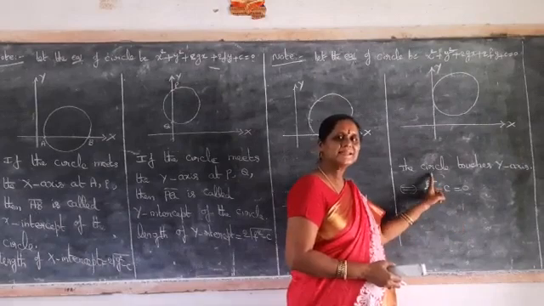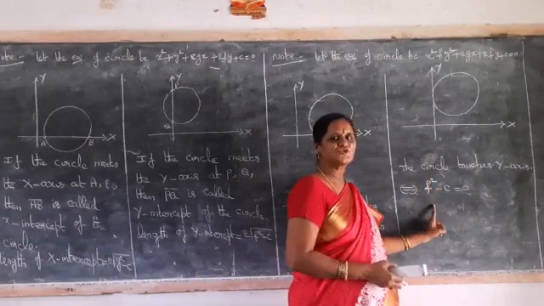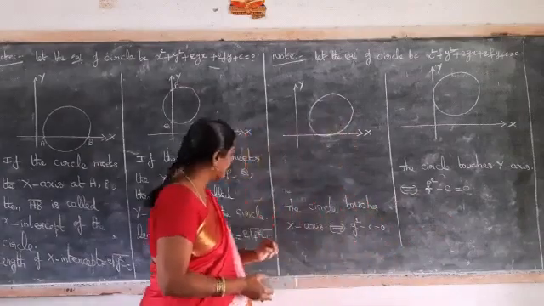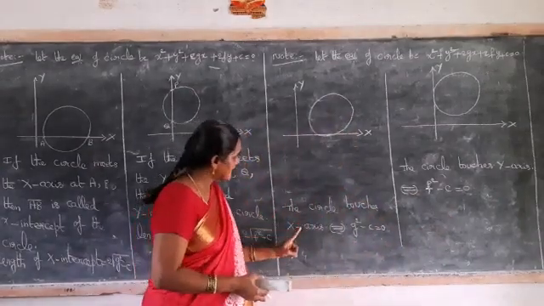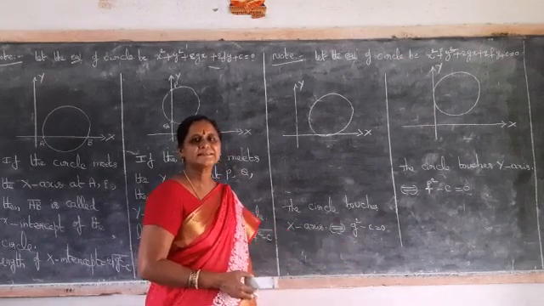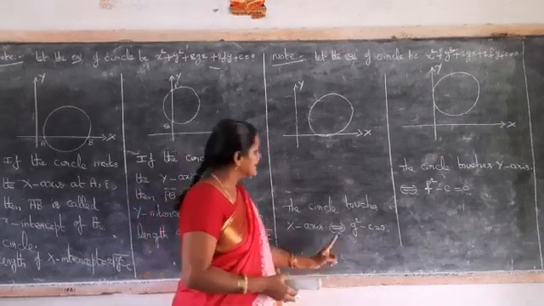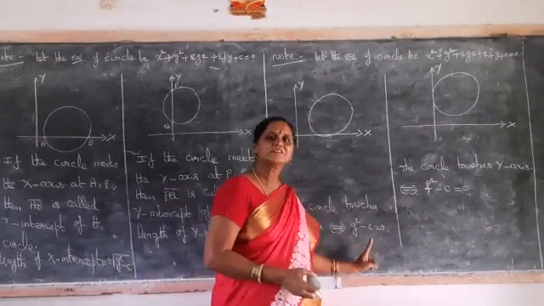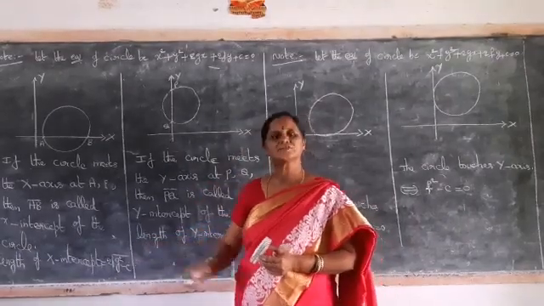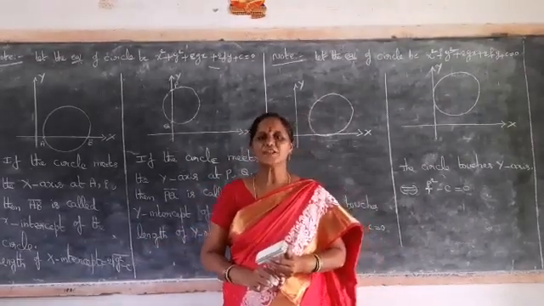The formula for the circle to touch the y axis is f square minus c is equal to 0. Likewise, the formula for the circle to touch the x axis is g square minus c is equal to 0. So here you have to remember these two formulae. Okay, by using all these concepts we consider one question.